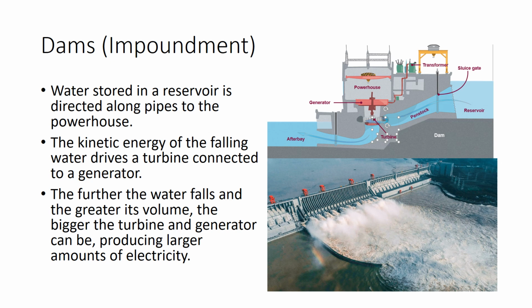If you imagine behind the dam, it's actually flooding to make the reservoir. What used to be river is now a big old, what looks like a lake. So there's environmental impact there, of course. The water is stored and then directed in pipes down to the powerhouse where there is a turbine. That kinetic energy of the falling water spins the turbine, which then generates electricity. And the further the water falls, the greater amounts of electricity we're going to generate.